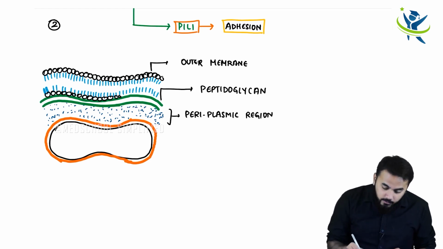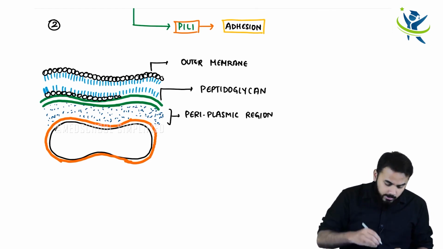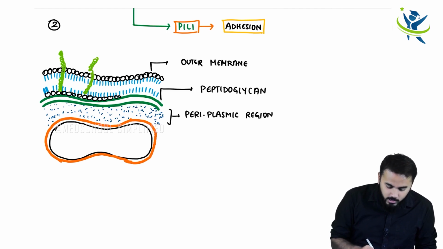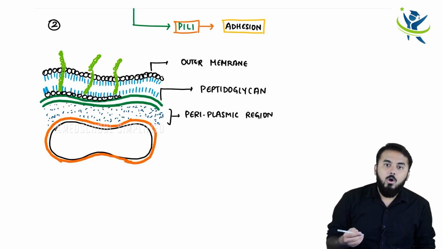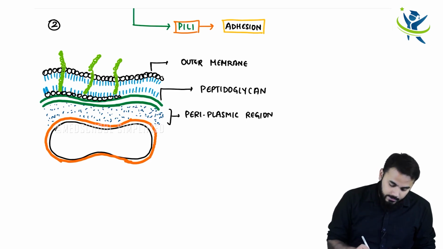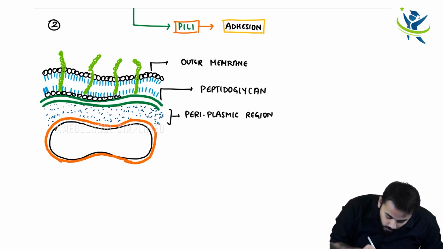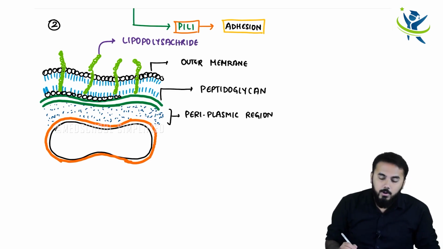Now exactly here, within this outer membrane, you find some chain-like molecules, guys. So look here, you see some small chains coming out like this from this outer membrane. You know what these chains coming out of the outer membrane are? These chains are nothing but your lipopolysaccharide. These chains are projecting out of the bacteria, right? So these chains are called lipopolysaccharide.